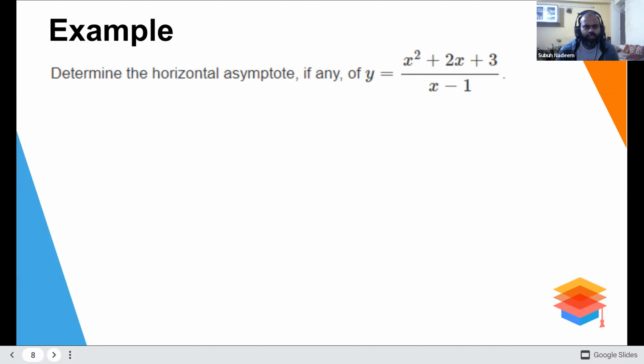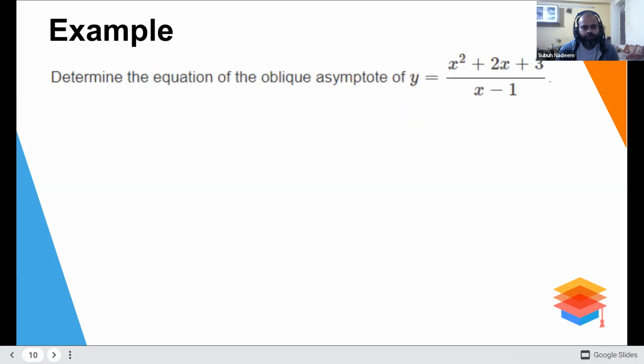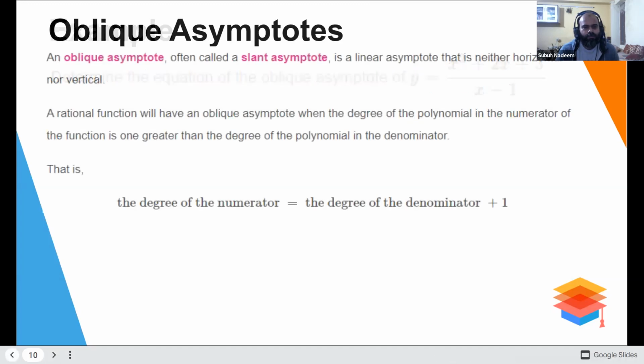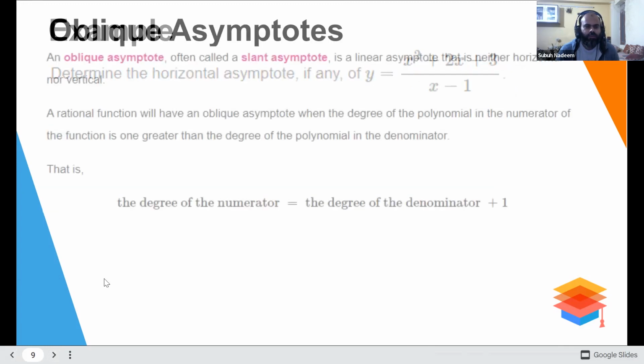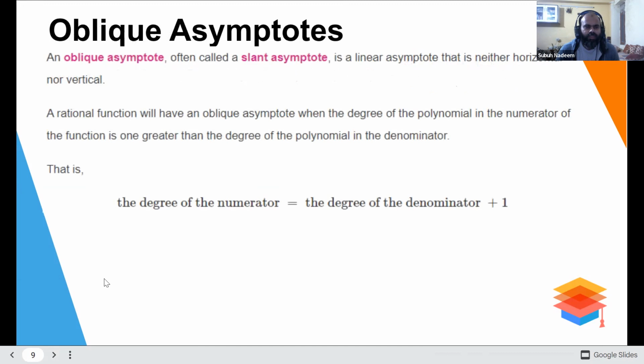We can come to the next slide now. Oblique asymptote, okay? Often called a slant asymptote, it is a linear asymptote that is neither horizontal nor vertical. A rational function will have an oblique asymptote when the degree of the polynomial in the numerator of the function is 1 greater than the degree of the polynomial in the denominator. That is, the degree of the numerator is equal to the degree of the denominator plus 1.